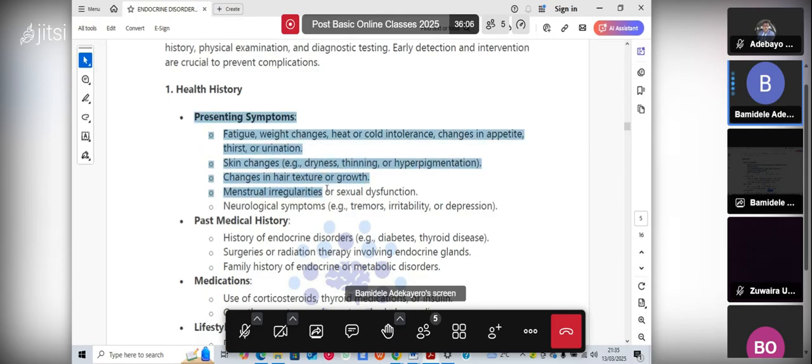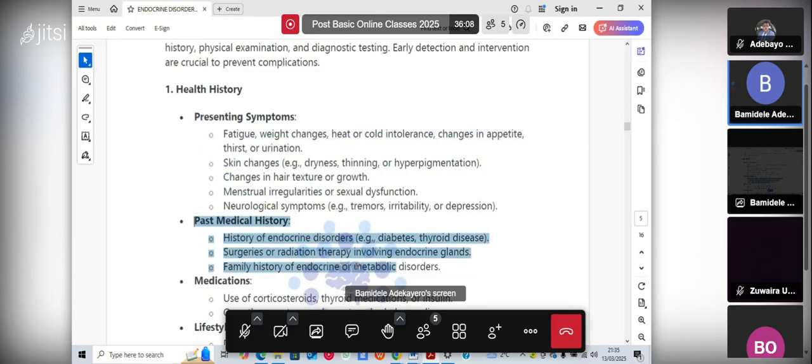So when you get that, then you go to the past medical history. You want to know what the patient is like. Any relevant past medical history. Has the person had a history of endocrine disorder before? Has the person had diabetes before? Has the person had any other disorder before? You need to know.